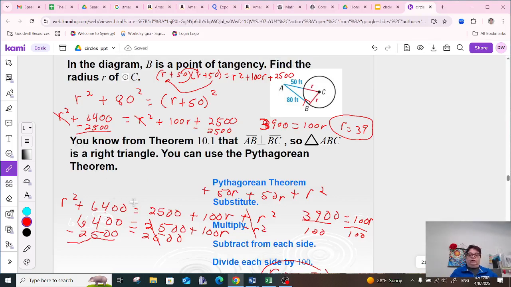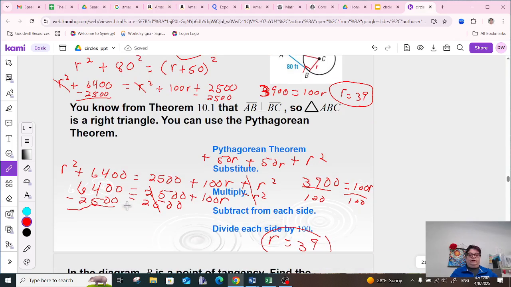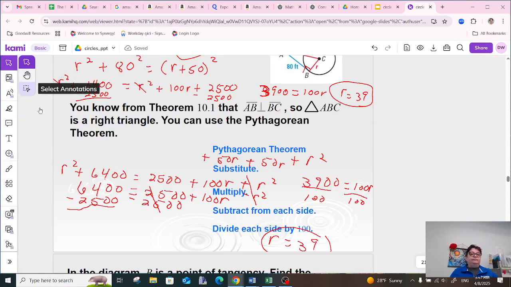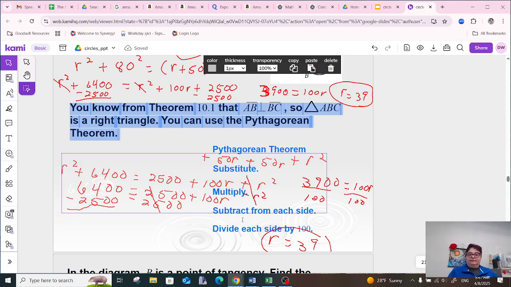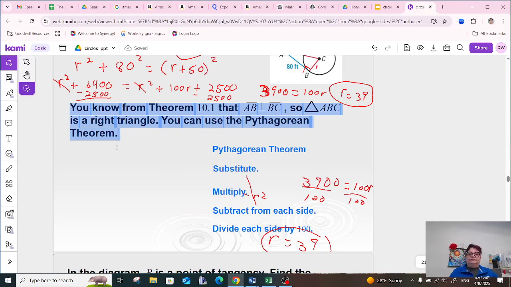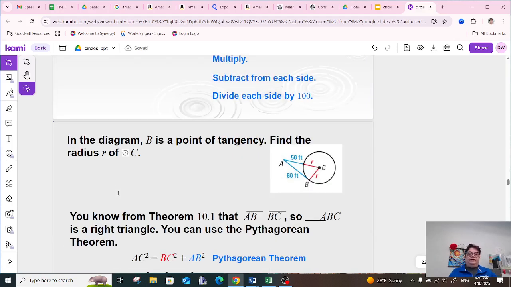And I think, oh, it didn't quite keep it nice and neat, but there's the steps, right? Yeah, those were the steps we did. Okay, so you try to do this next one on your own, and I will walk around and check your work.